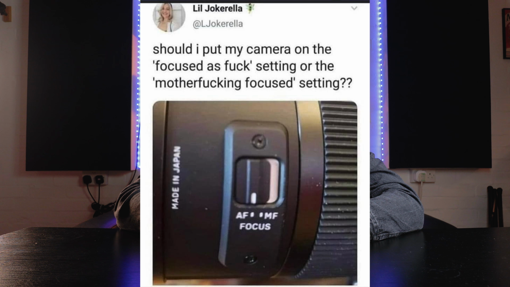The next question is from Amy Rivers. What did the AF/MF focus thing really mean the other day? So I posted a meme on my photography page talking about autofocus and manual focus. It's quite a funny meme. I'll chuck it on the screen now. But yeah, it was pretty funny.